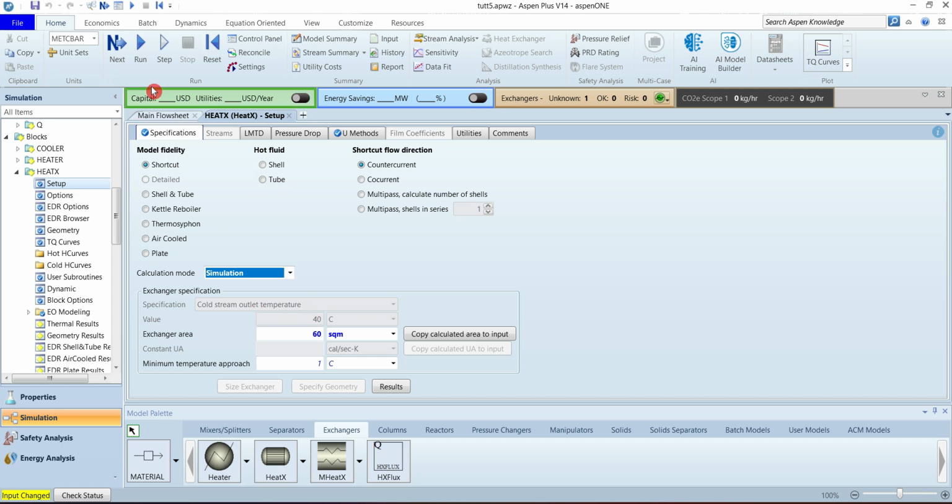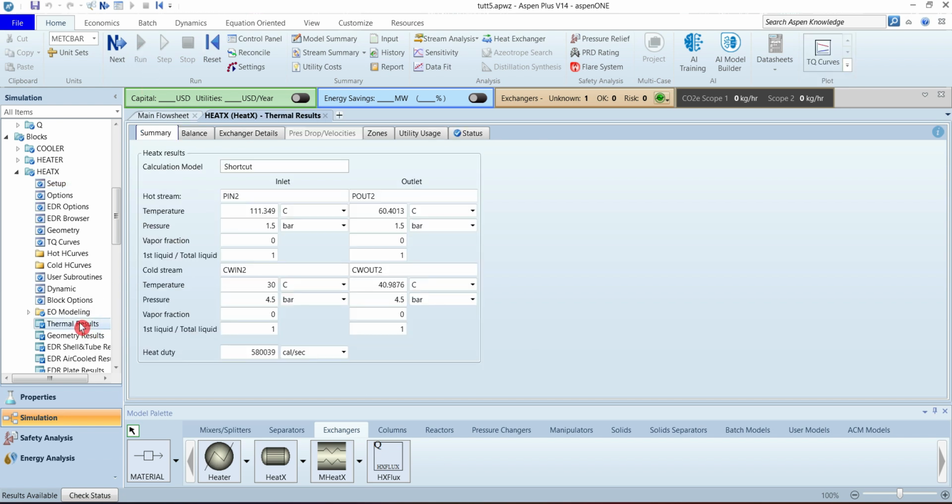You can run the simulation and again go to the thermal results, and now you can notice the difference. The discharge temperature of the process stream has changed to 60.40. Previously it was 65 degrees Celsius. So that makes perfect sense because we are providing a bigger exchanger area than the minimum required as of the previous case. So for the bigger area, it should reduce further the process stream temperature.